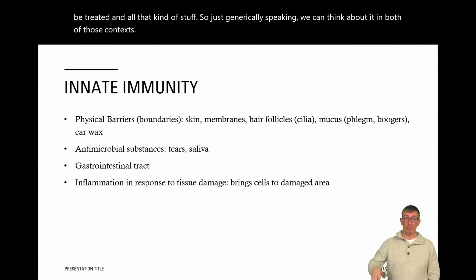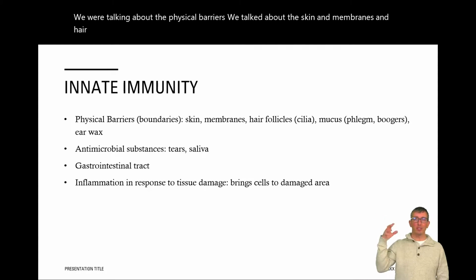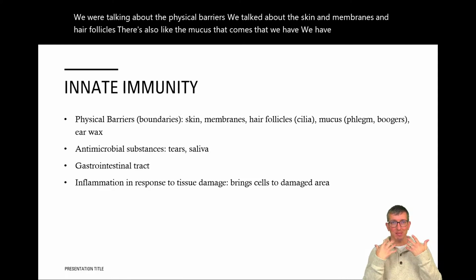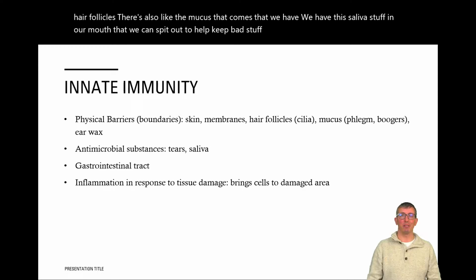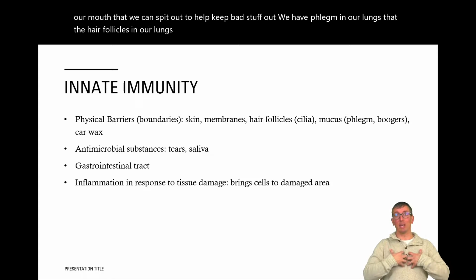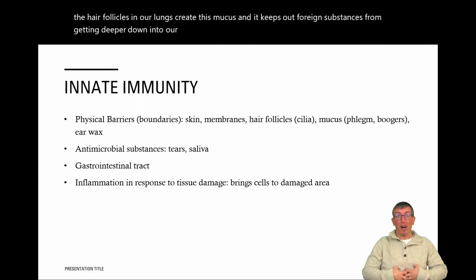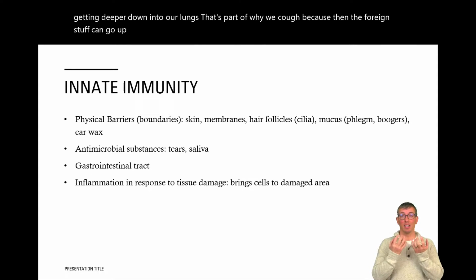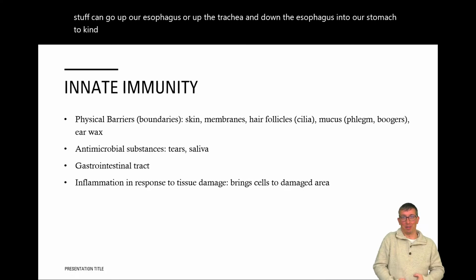When we're talking about the physical barriers, we talked about skin and membranes and hair follicles. There's also the mucus that we have. We have saliva in our mouth that we can spit out to help keep bad stuff out. We have phlegm in our lungs. The hair follicles in our lungs create this mucus, and it keeps foreign substances from getting deeper down into our lungs. It's part of why we cough, because then the foreign stuff can go up the trachea and down the esophagus into our stomach to kill it down in the stomach.